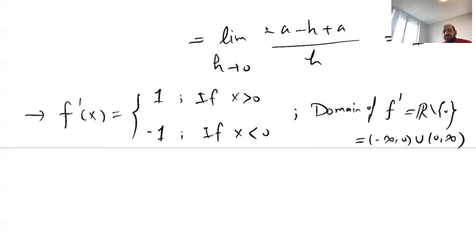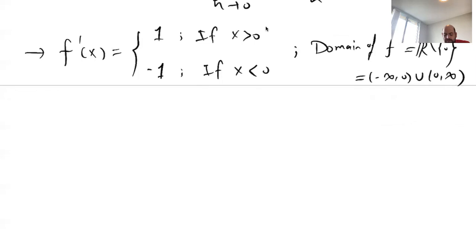Okay, so the domain of f is all real numbers. The domain of f prime is all real numbers except 0. For x bigger than 0, f prime is 1. For x less than 0, f prime is minus 1. Let's look at another example.